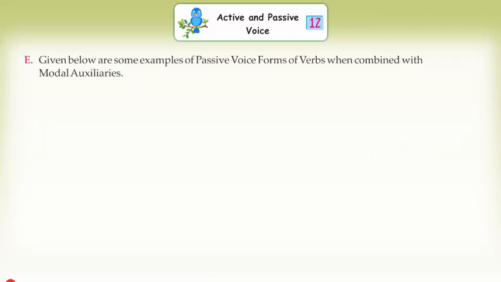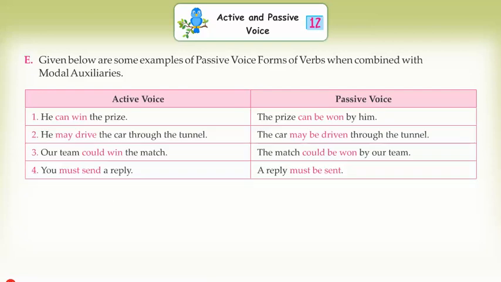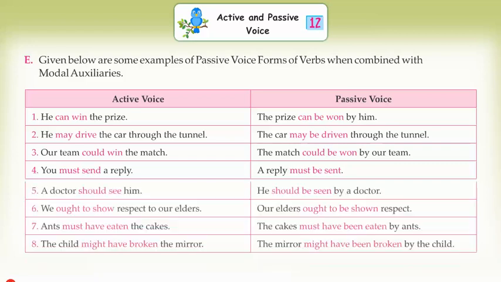Given below are some examples of passive voice forms of verbs when combined with modal auxiliaries. Active voice, passive voice. 1. He can win the prize. The prize can be won by him. 2. He may drive the car through the tunnel. The car may be driven through the tunnel. 3. Our team could win the match. The match could be won by our team. 4. You must send a reply. A reply must be sent.